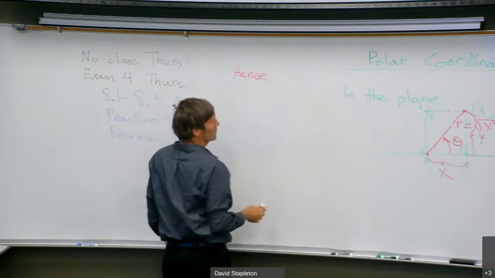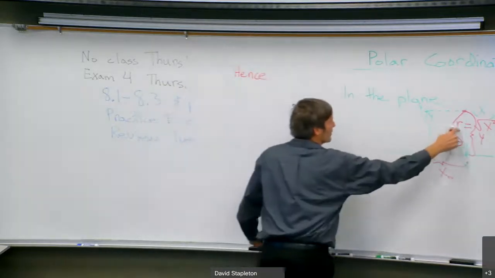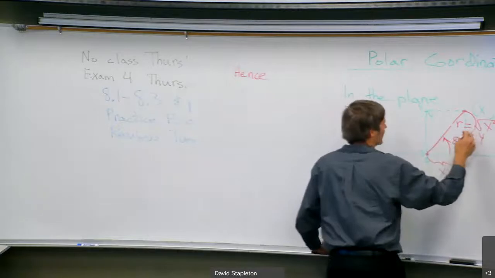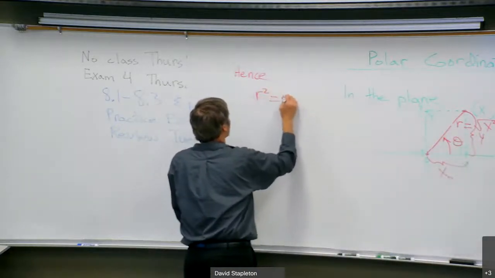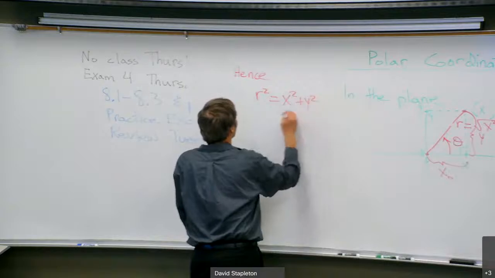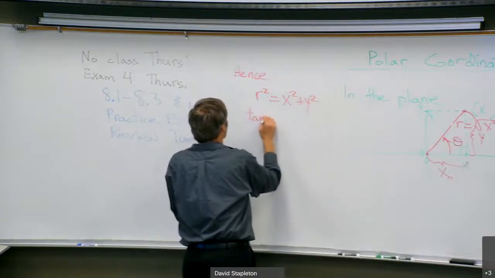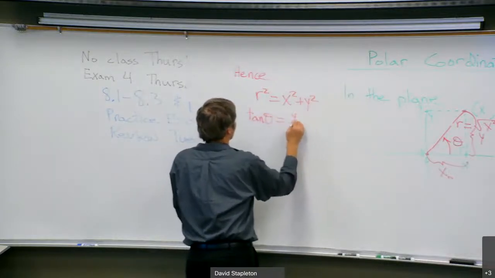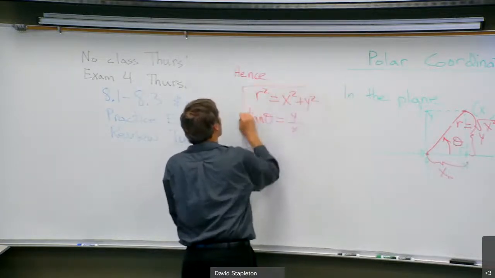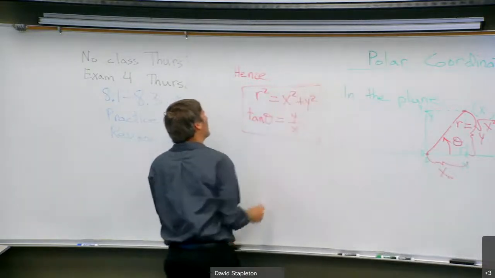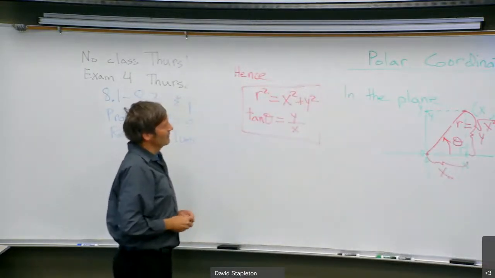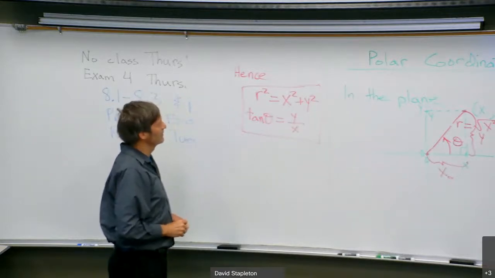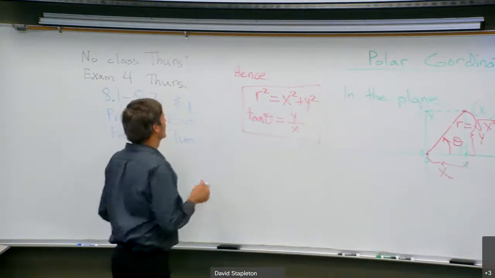We can put r equals that square root, or we could square both sides and just say it's the Pythagorean theorem, correctly. r squared equals x squared plus y squared, and tangent theta equals y over x. That tells you how to find r and theta given x and y coordinates. All those equations, one.